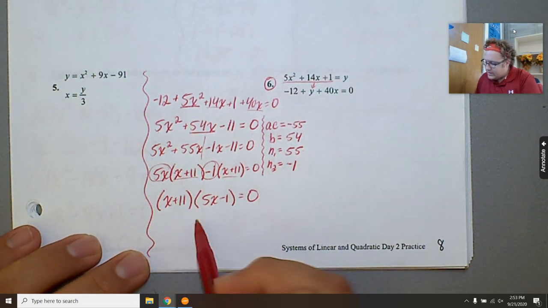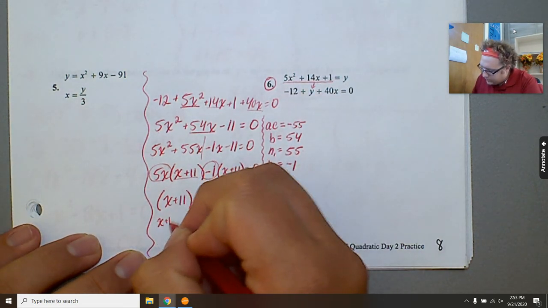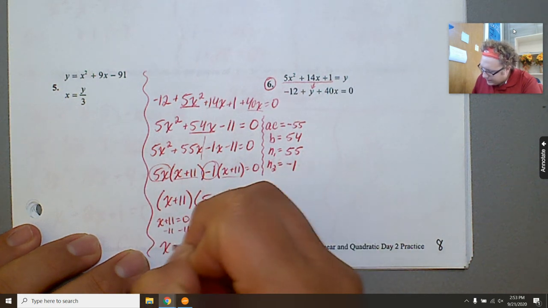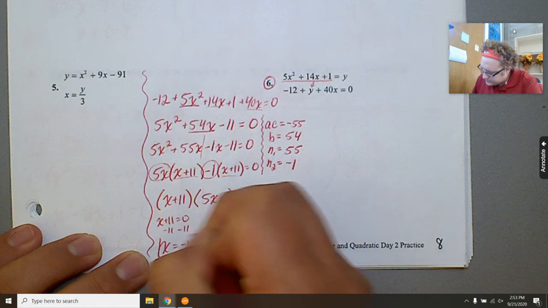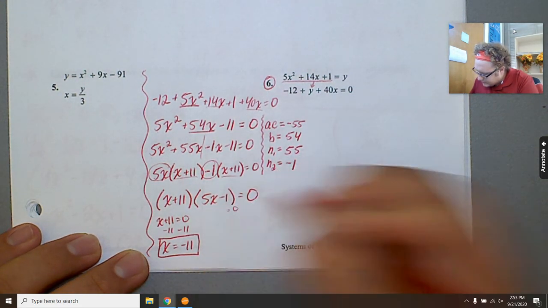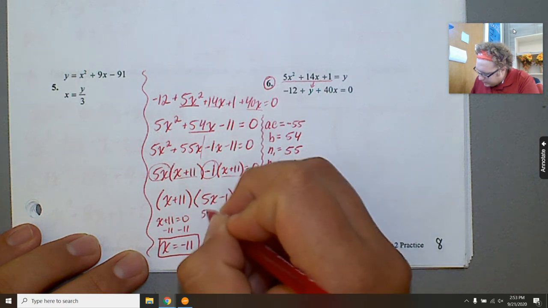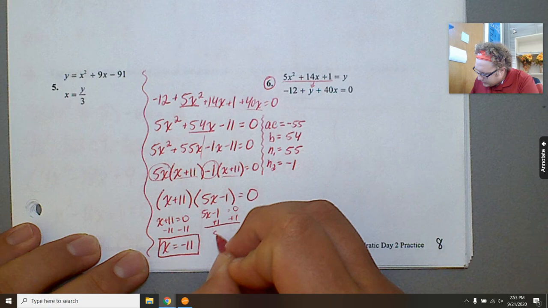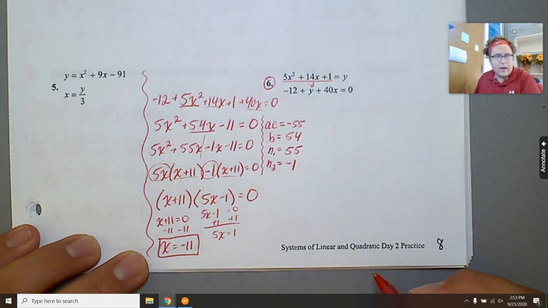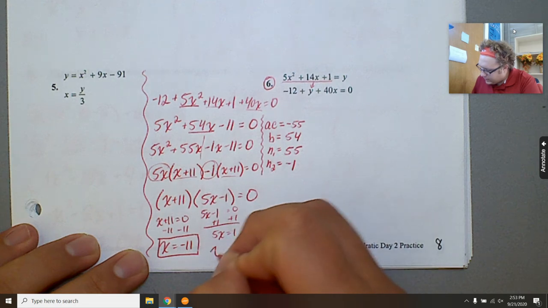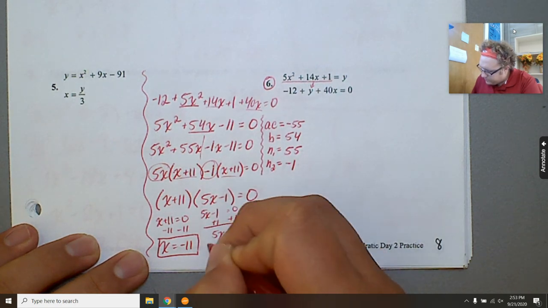So I set both of these equal to 0. This one is a little easier than the next. Subtract 11. We get x equals negative 11. And then over here, I would set this equal to 0. We would add 1 to both sides. So we get 5x equals 1. And then I would divide both sides by 5 right here. So that would give me x equals 1/5.